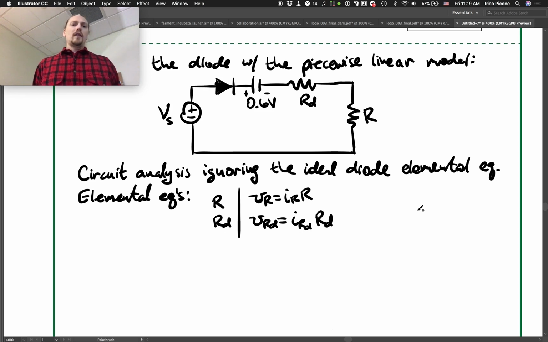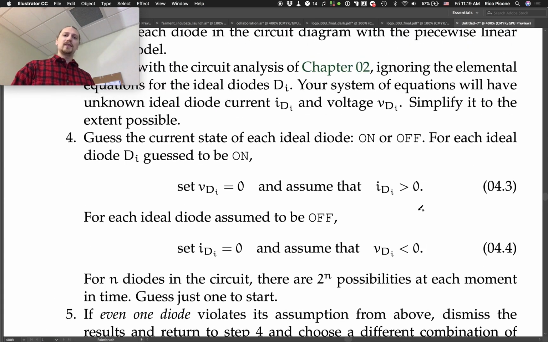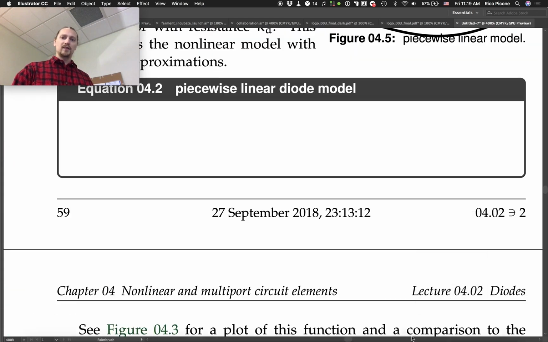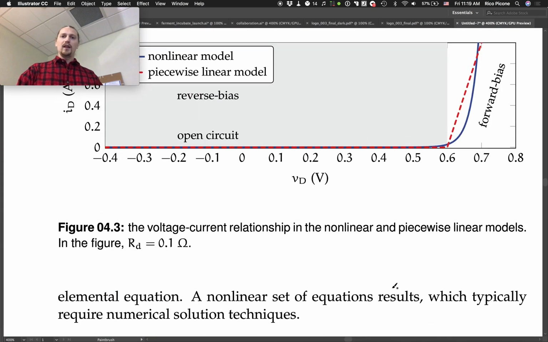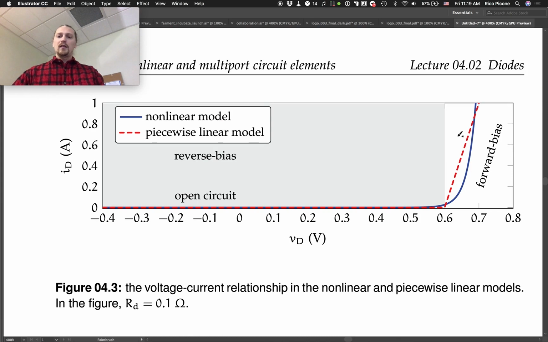So this does bring up the question of RD. What is the diode resistance? Remember that the diode resistance is the reciprocal of the slope here. So maybe I'll draw it on this side. So 1 over RD.